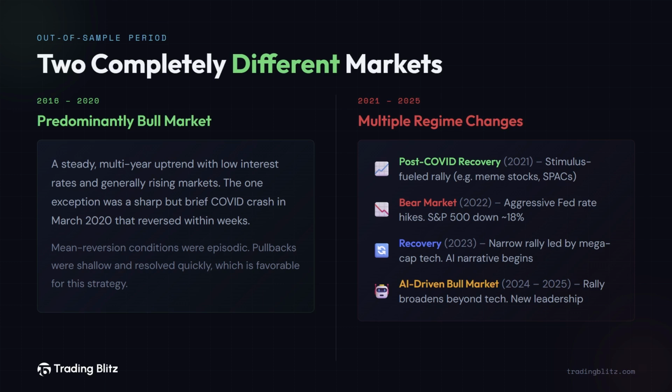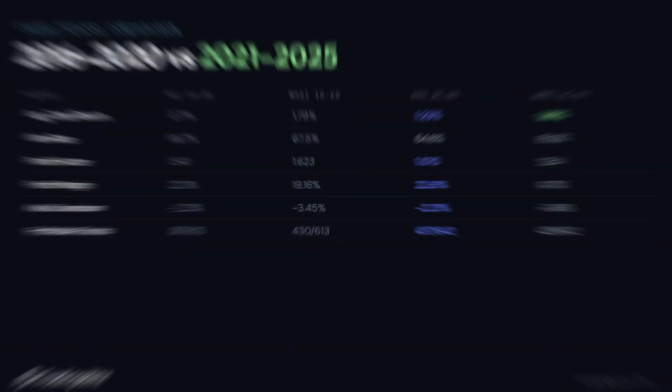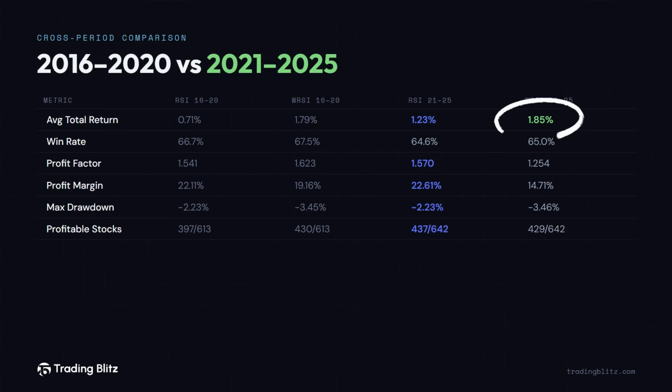Then there was the 2023 recovery, and the AI-driven bull market through 2024 and 2025. So this is a fundamentally different environment from the first test. The time-weighted RSI tests returned 1.85%, which is virtually identical to the 2016 through 2020 results of 1.79%. Now, let's think about what that means.